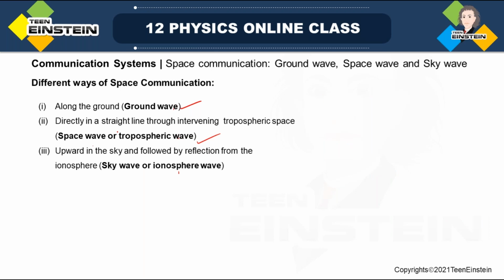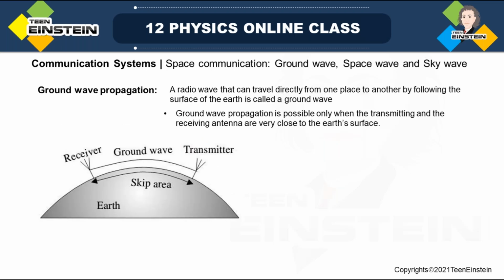Then directly in a straight line, that is space wave, we'll discuss that, and also we'll discuss the sky wave, which will be transmitted directly to the sky, and from the ionosphere the signal will be reflected back to the receiving antenna. Now we'll take them up one by one and try to understand.